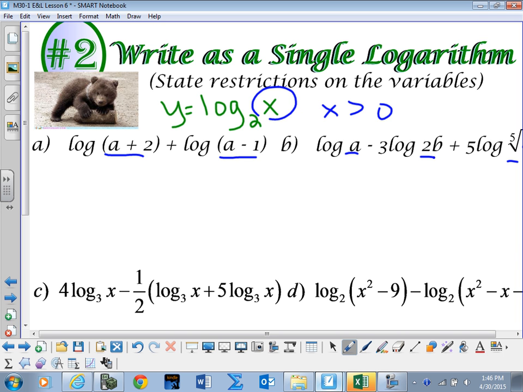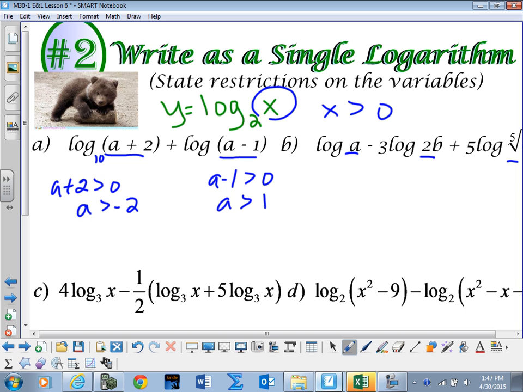So our restriction here, this is base 10, is this. Let's see, there's 2 different restrictions. We have a minus 1 and a plus 2 have to be greater than 0. So let's isolate for a.